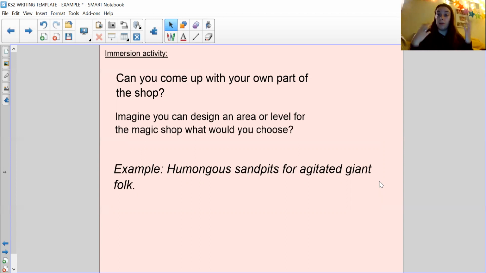So I want you to come up with your own floor, longer than one sentence. I would say maybe 4 or 5 sentences describing one of the floors in the store. You could have a fairy makeover store, or a troll shoe shop, or you could have the water sprite area. Maybe you want to describe that more in depth. An ice area, a lava area. You can decide what you'd like in the magic store on that floor.